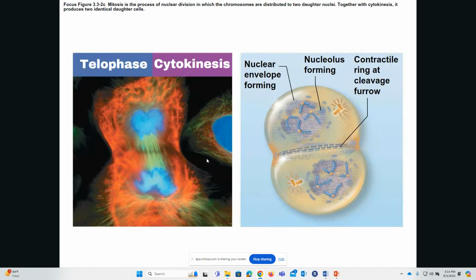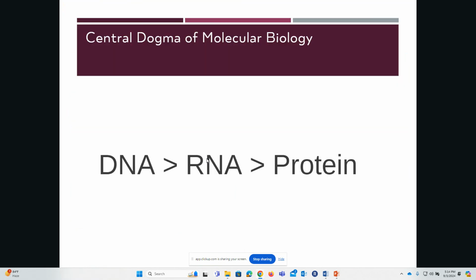So here is telophase and cytokinesis. The biggest difference between telophase and anaphase is you actually start to see cytokinesis, or the separation of the cell cytoplasm during telophase, whereas we don't really see that cleavage furrow formation during anaphase.